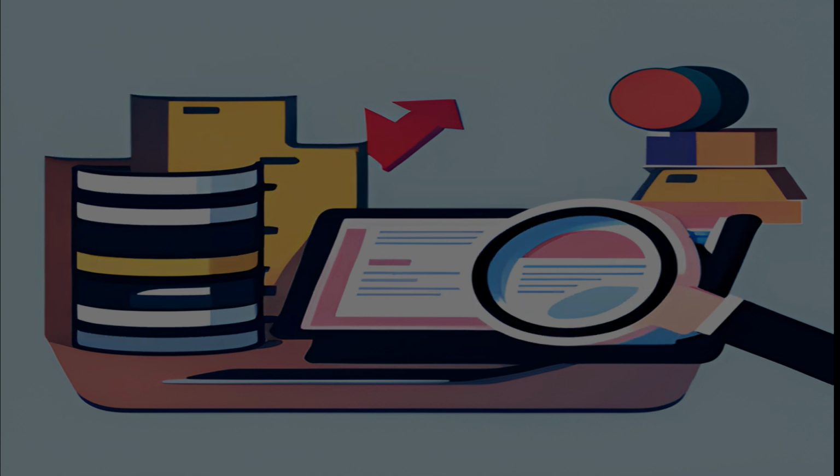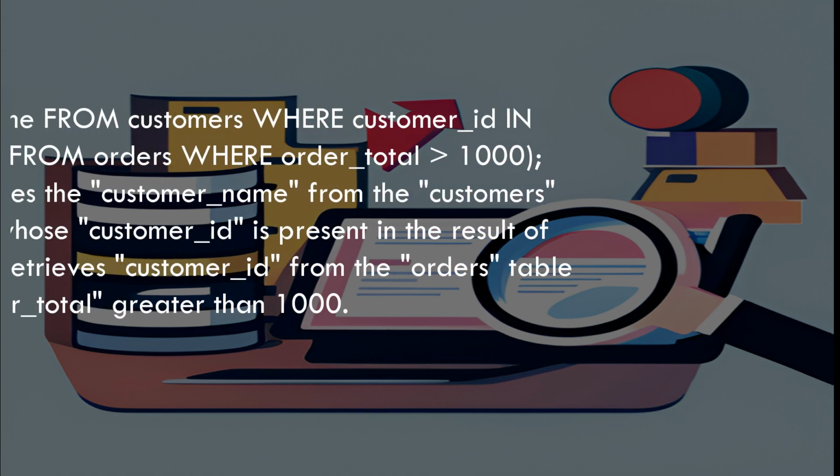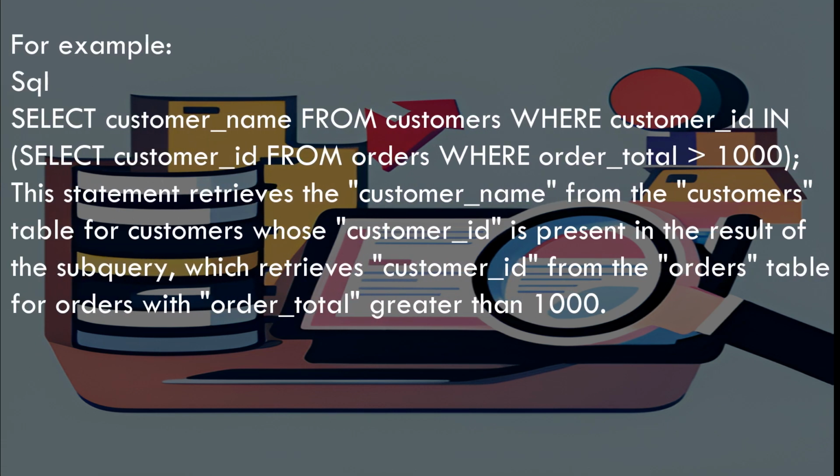For example, SQL: SELECT customer_name FROM customers WHERE customer_id IN (SELECT customer_id FROM orders WHERE order_total > 1000). This statement retrieves the customer_name from the customers table for customers whose customer_id is present in the result of the subquery, which retrieves customer_id from the orders table for orders with order_total greater than 1000.